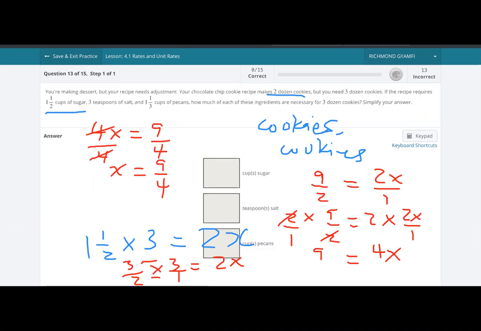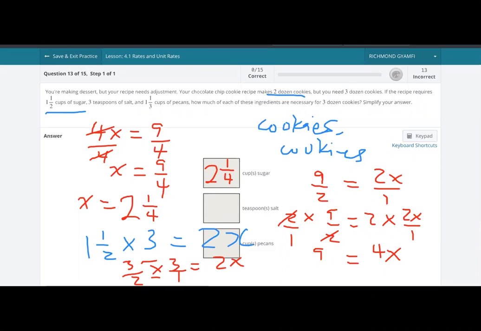Now to change to a mixed number, X equals 4 goes into 9 how many times? 2 times, because 4 times 2 is 8. So it goes into 9 2 times. And then because 4 times 2 is 8, I subtract 8 from 9. I have 1 remaining, a remainder of 1 over 4. The denominator would always be the same. So it means that for 3 dozen cookies, my cups of sugar is going to be 2 cups and a quarter.